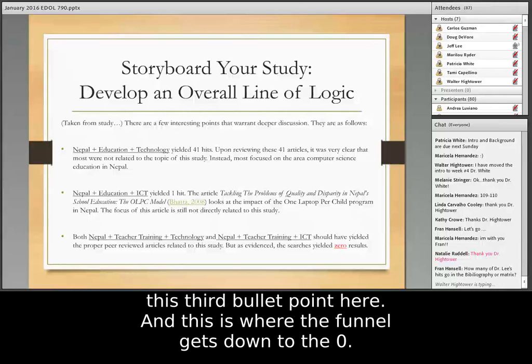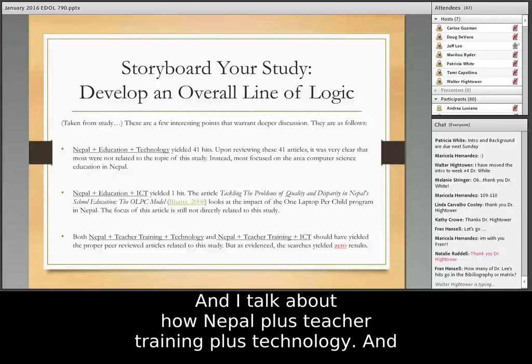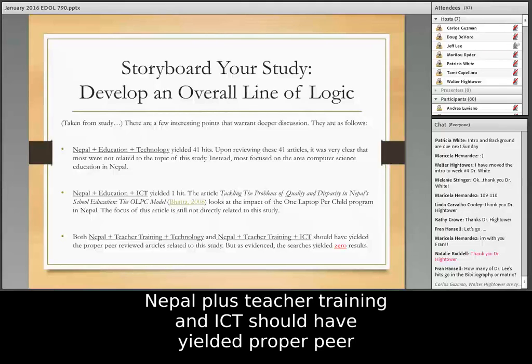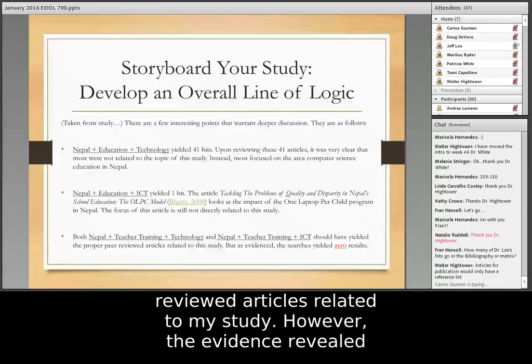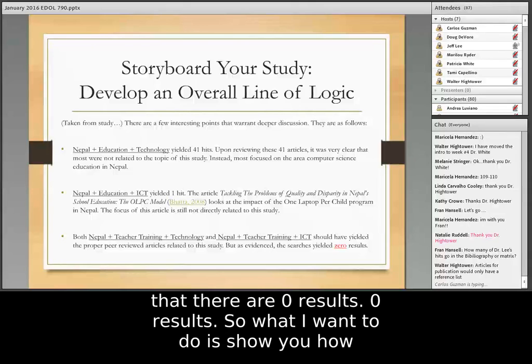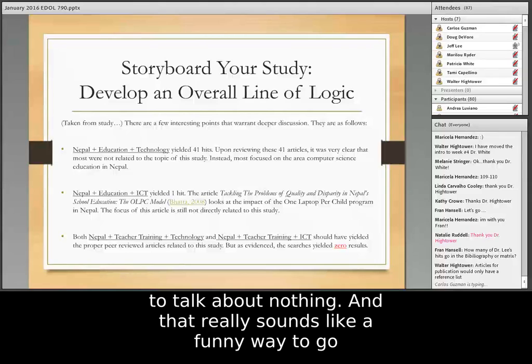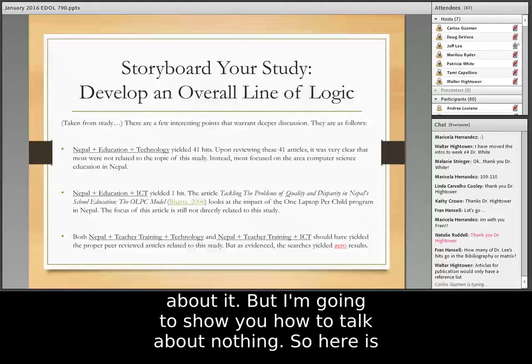But notice this third bullet point here, and this is where the funnel gets down to the 0. And I talk about how Nepal plus teacher training plus technology and Nepal plus teacher training and ICT should have yielded proper peer-reviewed articles related to my study. However, the evidence revealed that there are 0 results. So what I want to do is show you how to talk about nothing. And that really sounds like a funny way to go about it, but I'm going to show you how to talk about nothing, okay?